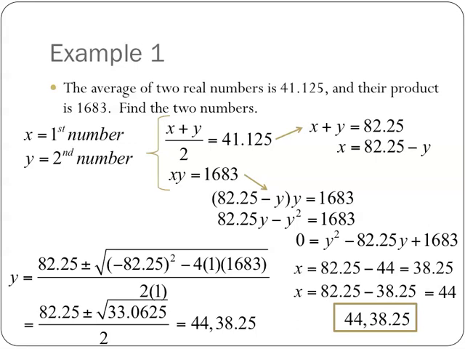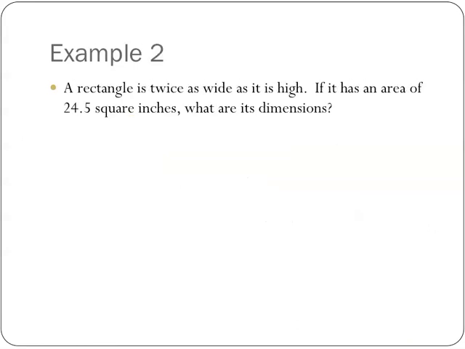Let's take a look at example 2. A rectangle is twice as wide as it is high. If it has an area of 24.5 square inches, what are its dimensions? Okay, let's try drawing a picture for ourselves. So we have a rectangle. It is twice as wide as it is high.